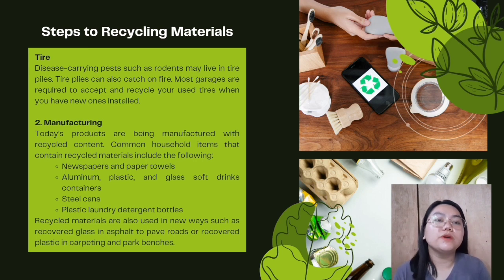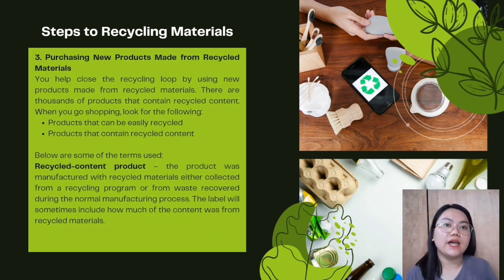So, recycled materials are also used in many ways, such as recovered glass in asphalt to pave roads or recovered plastic in carpeting and park benches. The third step in recycling materials is purchasing new products made from recycled materials. You help close the recycling loop by using new products made from recycled materials.